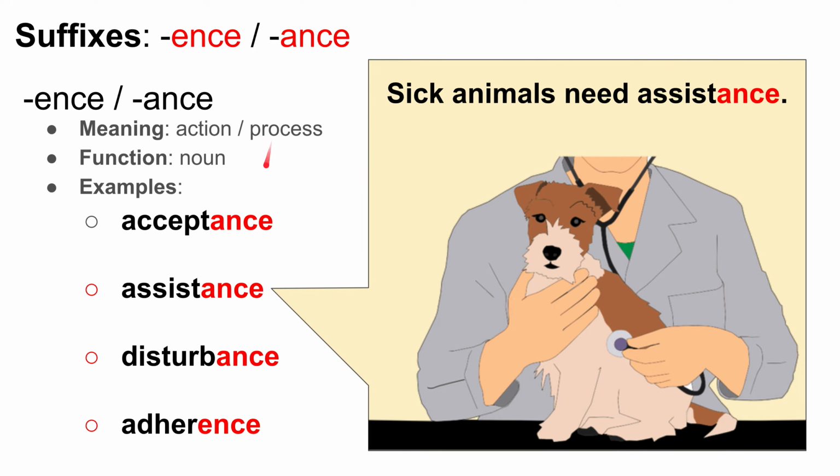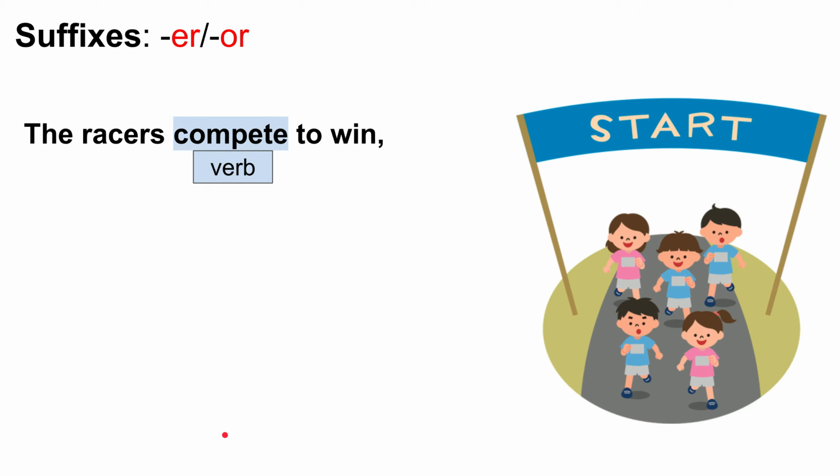Okay. Some other examples of verbs that have been changed into nouns with ence and ance are accept, a verb, acceptance, noun. Assist, verb, assistance, noun. Disturb, verb, disturbance, noun. Adhere, verb, adherence, noun. Okay, moving forward now, we're going to look at or.